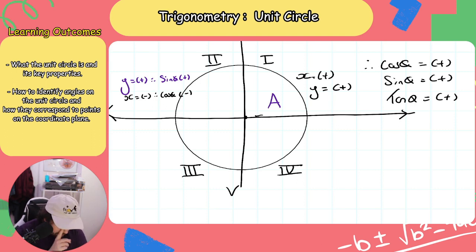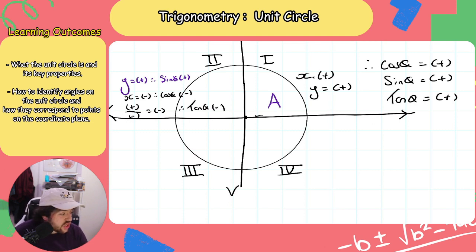Now, what about tan? Sine divided by cos. A positive number divided by a negative number is going to give me a negative. So tan of my angle is going to be negative in the second quadrant. So tan of an angle between 90 and 180 gives me a negative value.